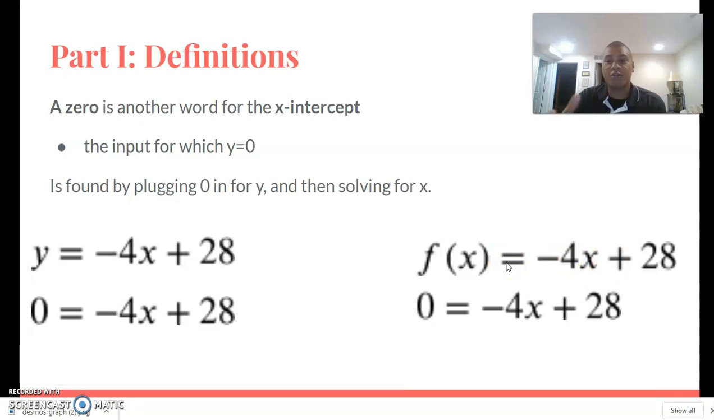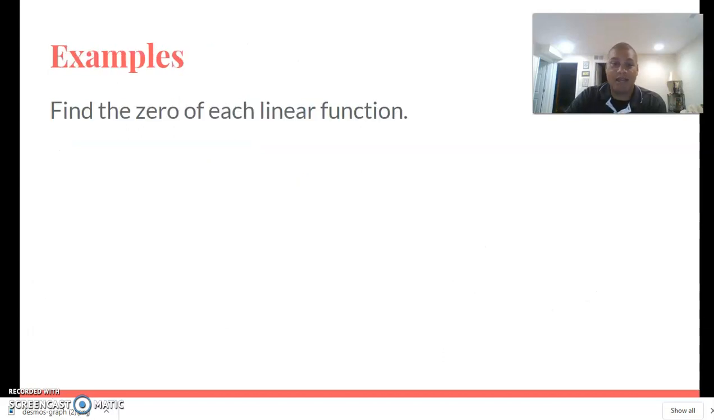Again, function notation has uses when you get deeper into math. We have to learn how to use it so that when we get there, it's not totally new. So we're going to practice with function notation in this section. We're still just plugging 0 in for f of x and solving. That's how we're going to find our zero, the x-intercept. Here's what the homework looks like.